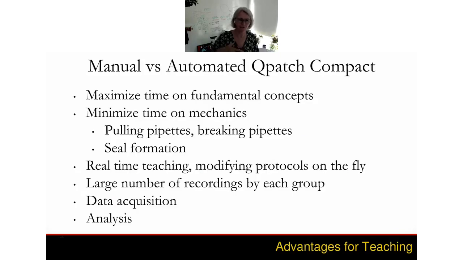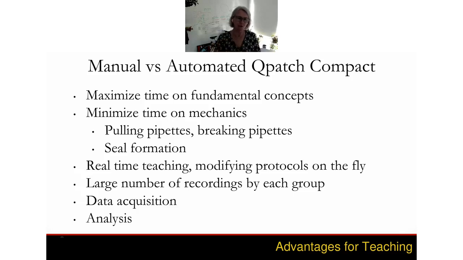So now, having given that little bit of background, I'm just going to wrap up to talk a little bit about our experiences using manual versus automated, the QPatch Compact setup. And I would say that it was great, having spent many years doing manual patch setups with the students. Most of the time that we spend in the manual operation, just in this two-day rotation, was going through the mechanics of setting up the patch clamp rig.